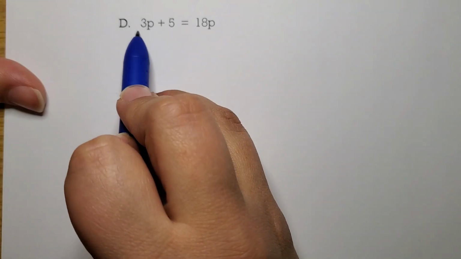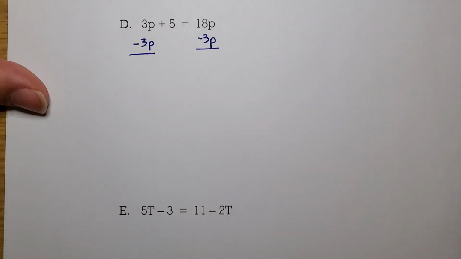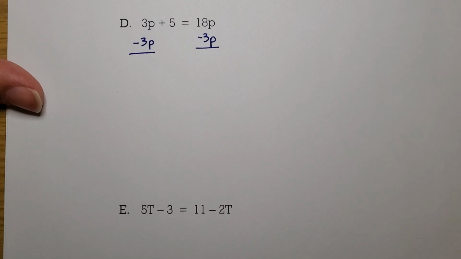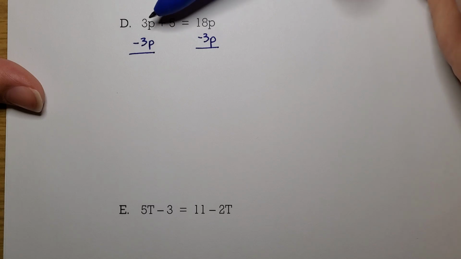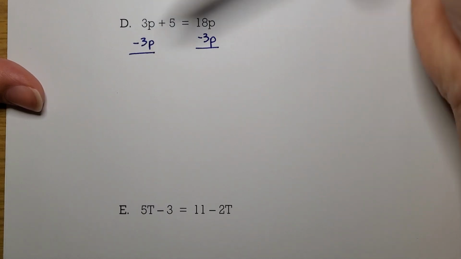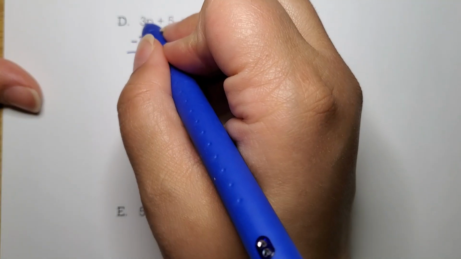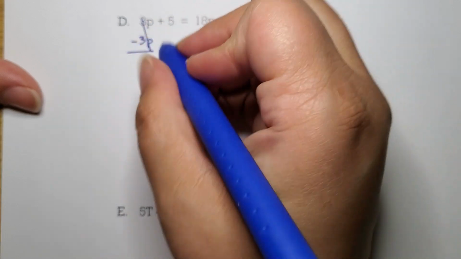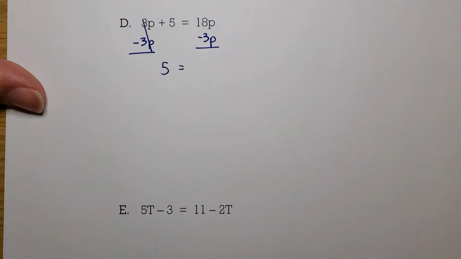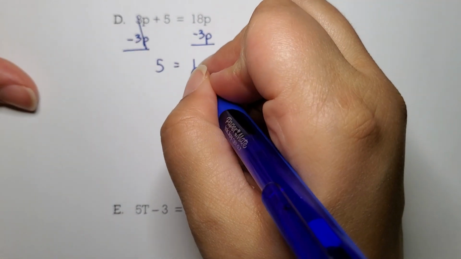Since this is a positive 3, I'm going to subtract 3p from both sides. Think of it as you want to be undoing your combining terms kind of situation. So because there's a p here, I want to move this whole term, not just the 3. Okay, so I'm going to subtract the 3p. 3p minus 3p is nothing, so I can bring down the 5. 18p minus 3p is 15p.